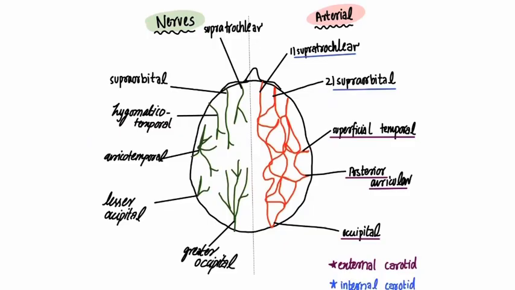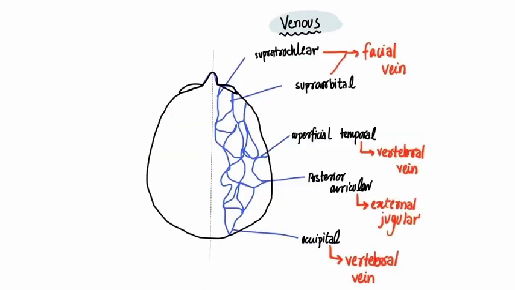The arteries and the nerves run together. The supratrochlear and the supraorbital are branches of the internal carotid, and the superficial temporal, posterior auricular, and occipital are branches of the external carotid supplying the scalp. The nerves include the supratrochlear, supraorbital, zygomaticotemporal, auriculotemporal, lesser occipital, and the greater occipital nerves.